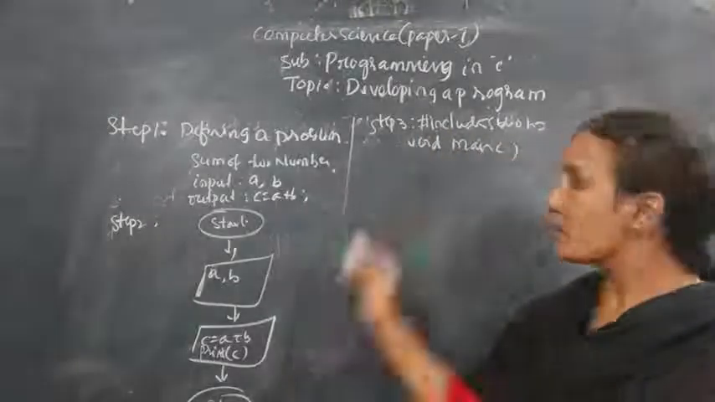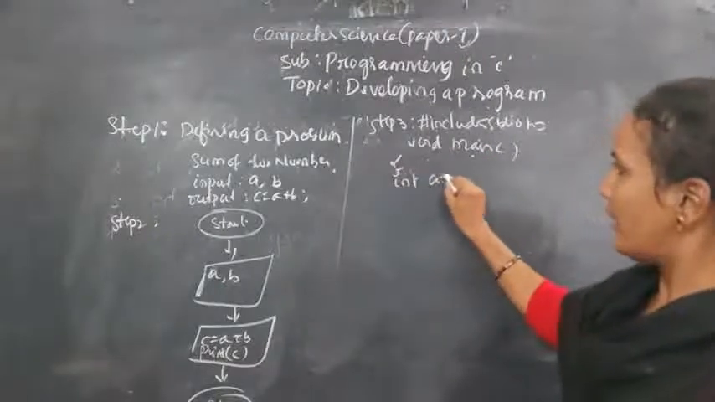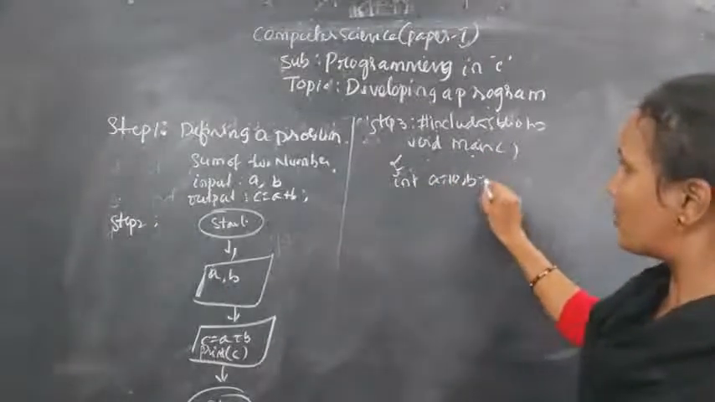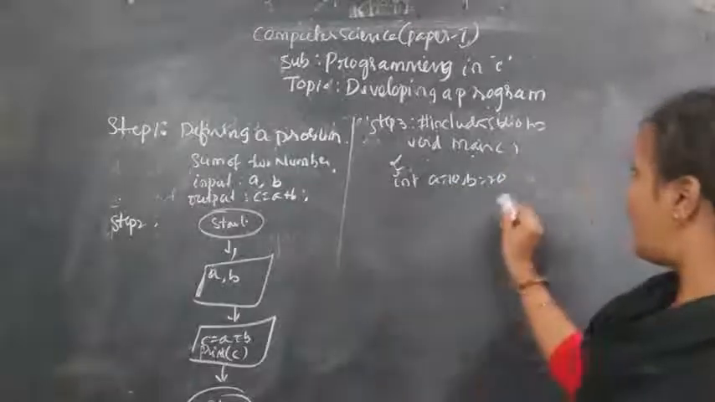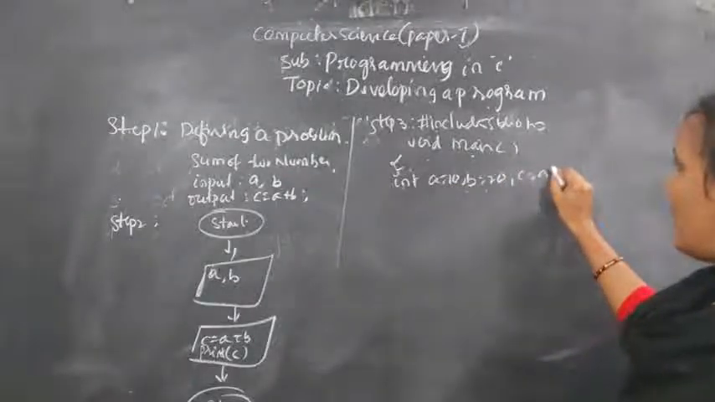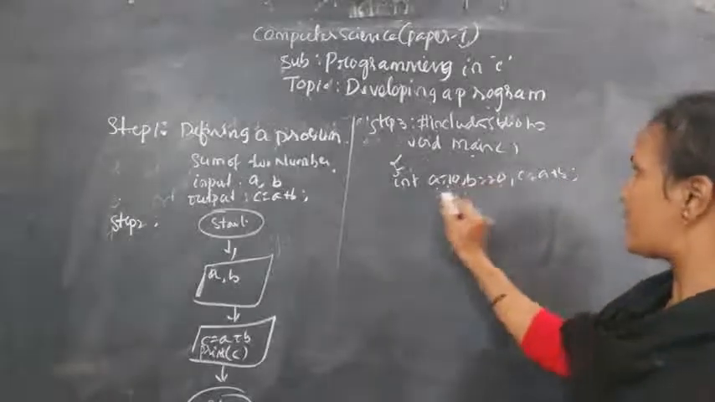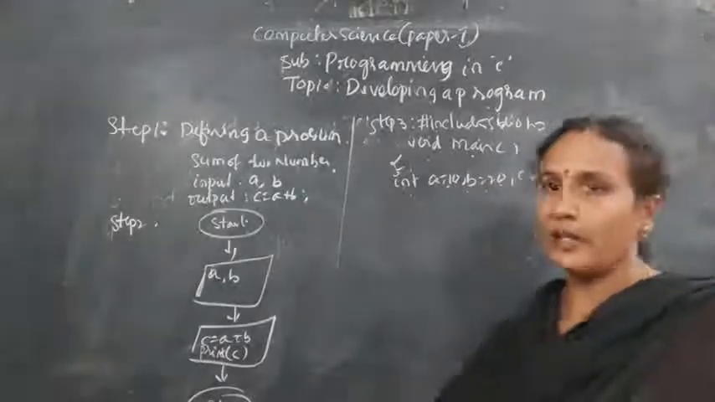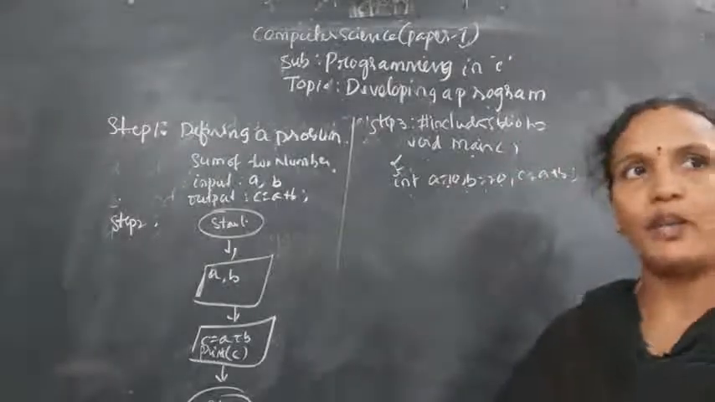Void main. int A equals 10, B equals 20. These two are called the input values. And output: C equals A plus B. These two are integers. That is why I have given the data type. This is called a data type, meaning what type of value you are going to store in that particular variable.